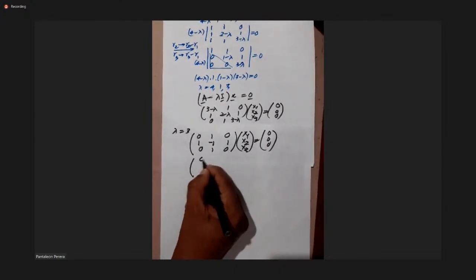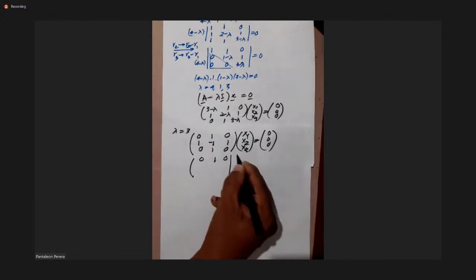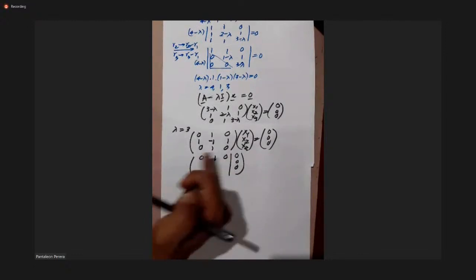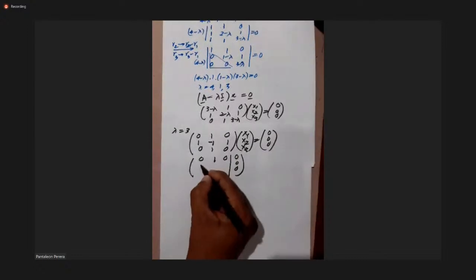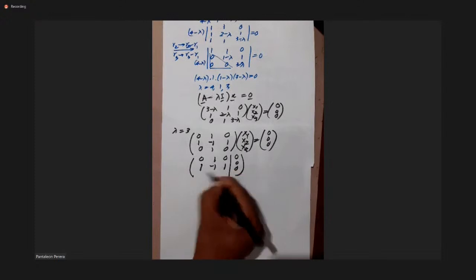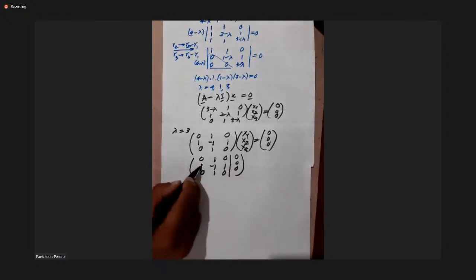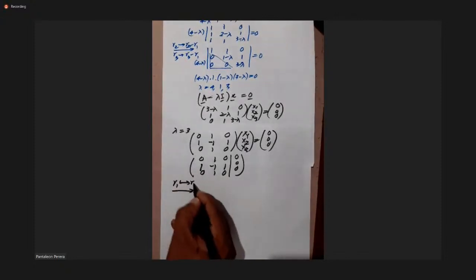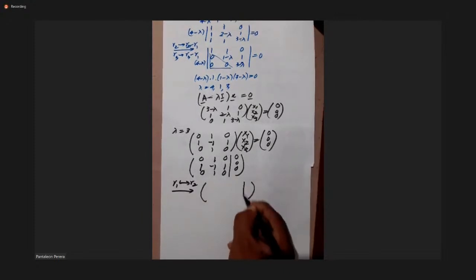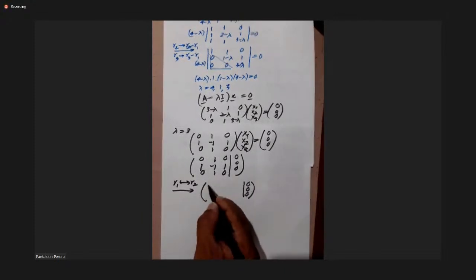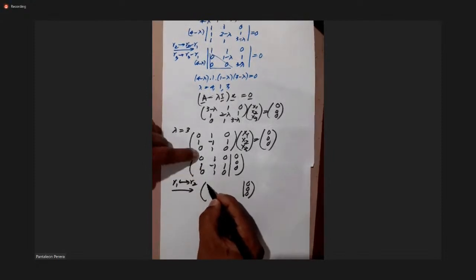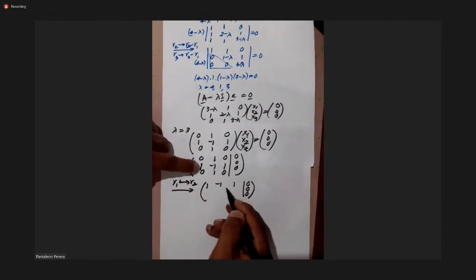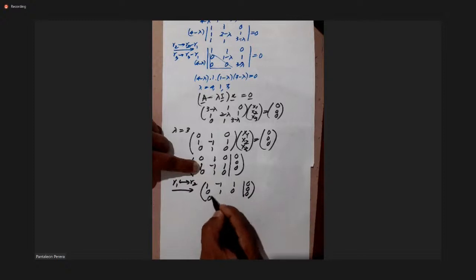First, let's form the augmented matrix, with the coefficients and the right-hand side. Now you interchange these two. Why? Because you want to have one at the top, R1 and R2. So when I write this one at the top, you get 1, minus 1, 1, then 0, 1, 0, 0, 1, 0.